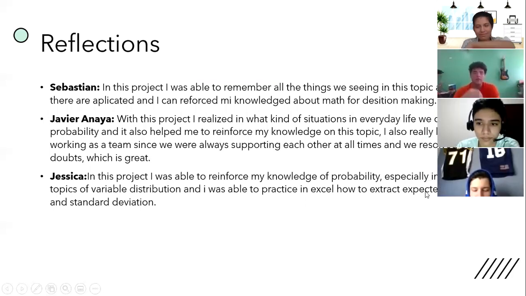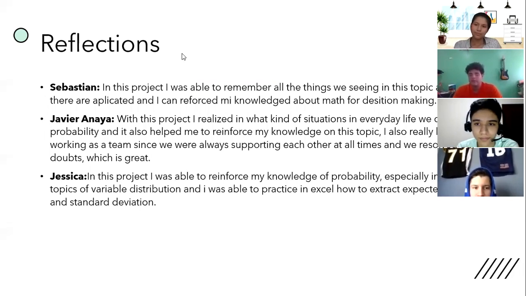Reflections. In this project, I was able to remember all the things we saw in this topic and how they were applied. And I can reinforce my knowledge about this topic and from this subject. With this project, I realized in what kind of situations in everyday life we can use probability. I also really like working as a team since we were always supporting each other, and we resolved our doubts, which is great.